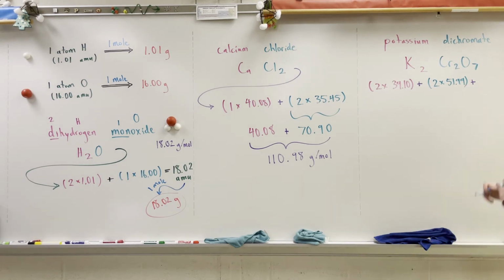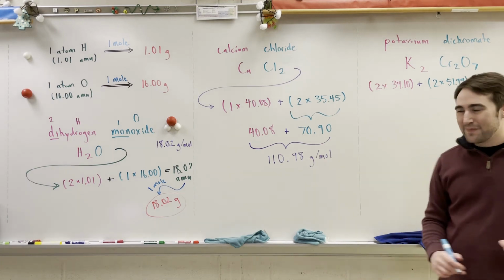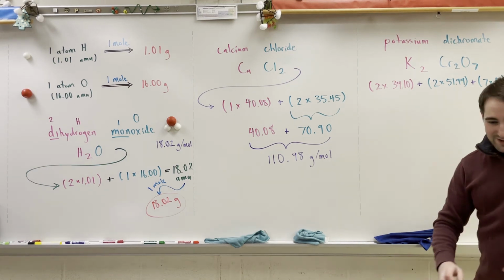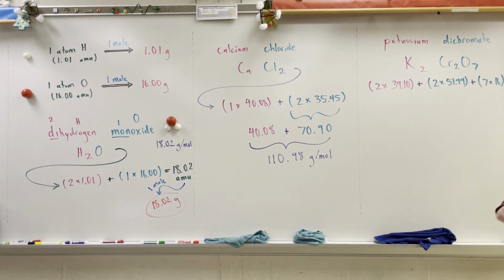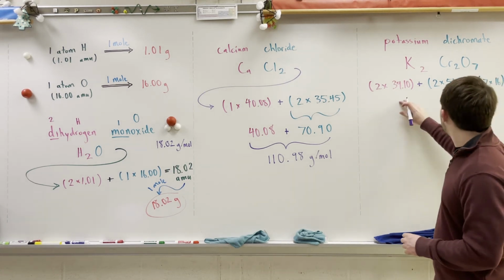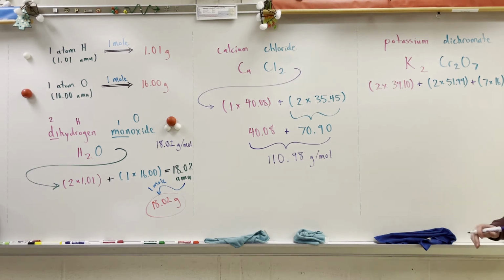All right. And then our oxygen has a molar mass of 16, just like before. So I'm going to take 7 times 16. It's just 0.00, so I'm just going to leave it there so I don't run off the screen. Okay. You can imagine the 0.00 is there if you really want to. Okay, so all this together should be the molar mass of potassium dichromate. So you take 2 times 39.10 and 2 times 51.99 and 7 times 16.